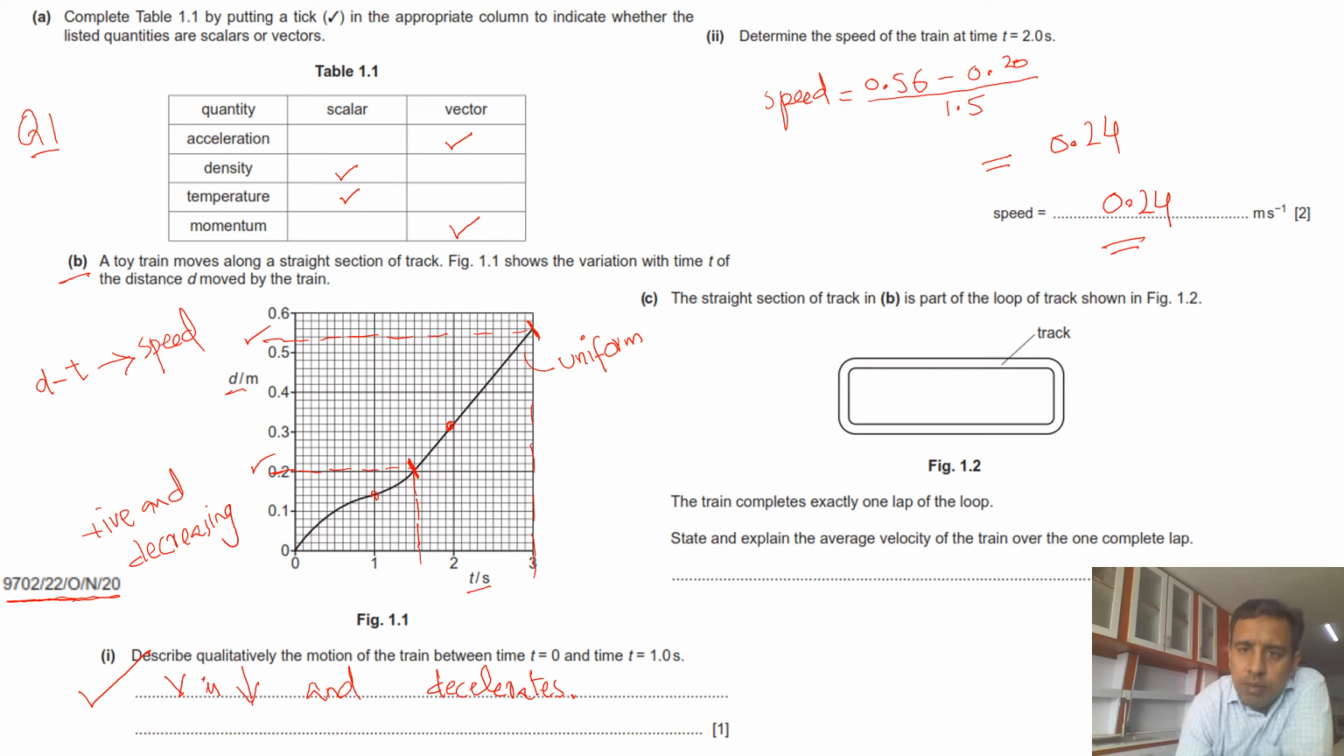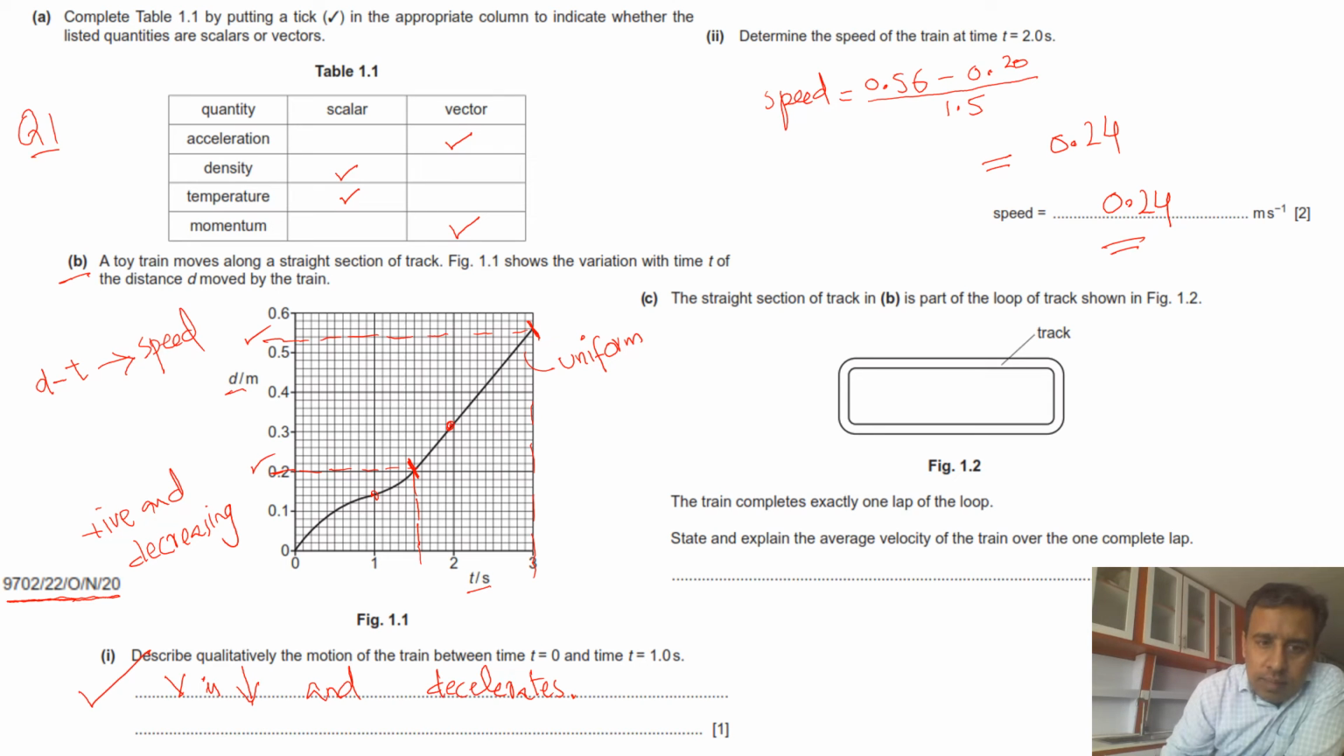Now, the last part of the question. The straight section of the track in B is a part of the loop now. Now this is considered to be a loop. So the train takes one lap of the loop. State and explain the average velocity.